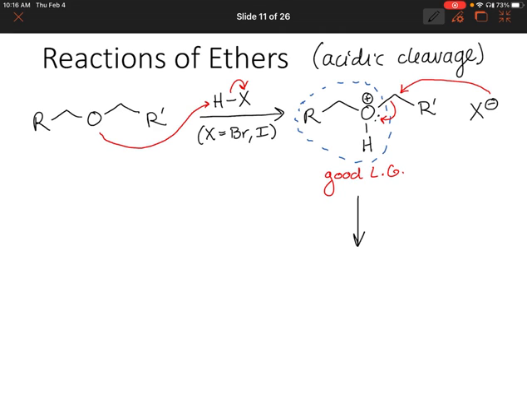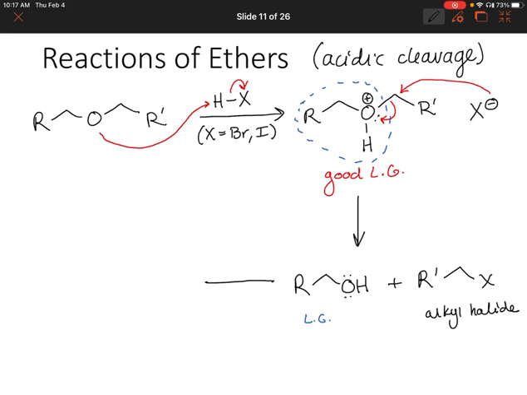Okay, so next we end up with an alcohol. That was our leaving group. And we also have an alkyl halide. Okay, so we were able to break apart that ether by adding an acid. But there's one more step, or actually a couple more steps.